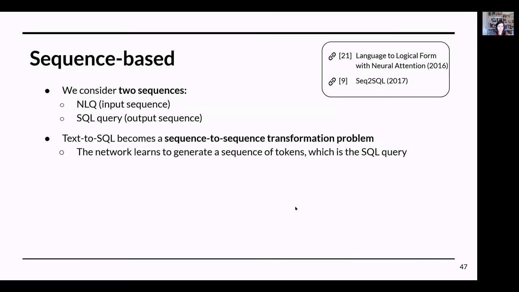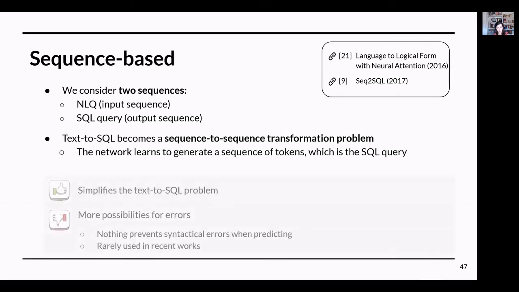Now, sequence-based approaches were actually the earliest approaches that we see in text-to-SQL deep learning techniques, where essentially the natural language question is an input sequence, and the system generates an output sequence that is now the SQL query. So essentially here, the problem is a sequence-to-sequence transformation problem, and we train our network to learn to generate from one sequence of tokens, that is the input, another sequence of tokens that is the output. Of course, that has the obvious benefit that it simplifies the text-to-SQL problem, but is also prone to many issues.